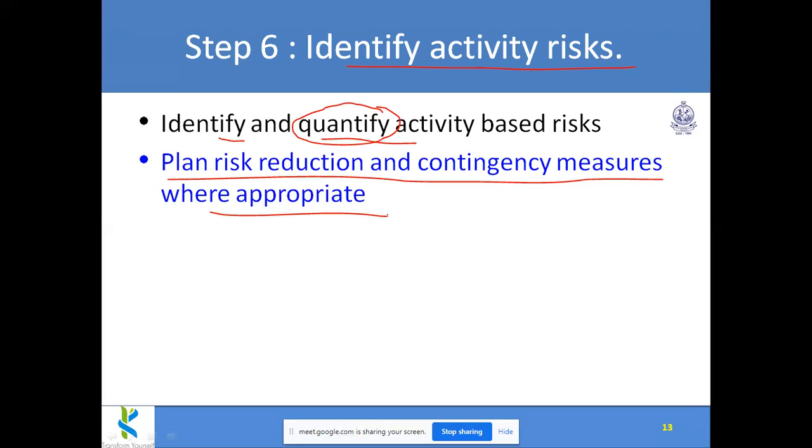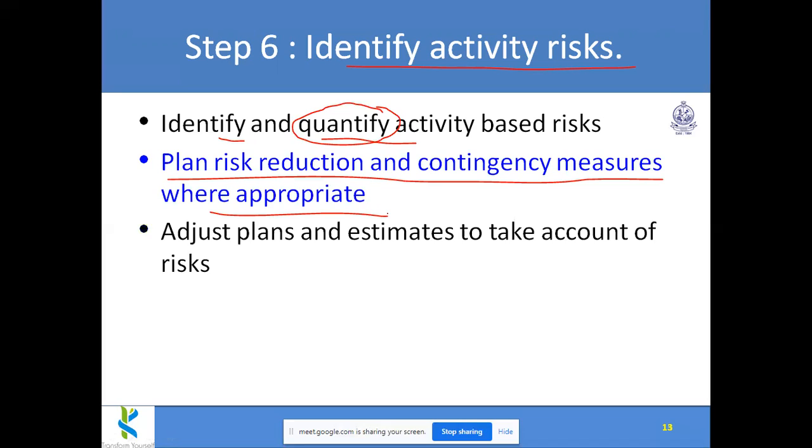Like for this brick, if that company stops giving bricks to us, we have to have another company already talked to. We may get it from you, likewise some booking. Okay, another company also likewise. Adjusting plans and estimates to take account of risks. So once risk and everything is identified, then we can adjust plans accordingly.